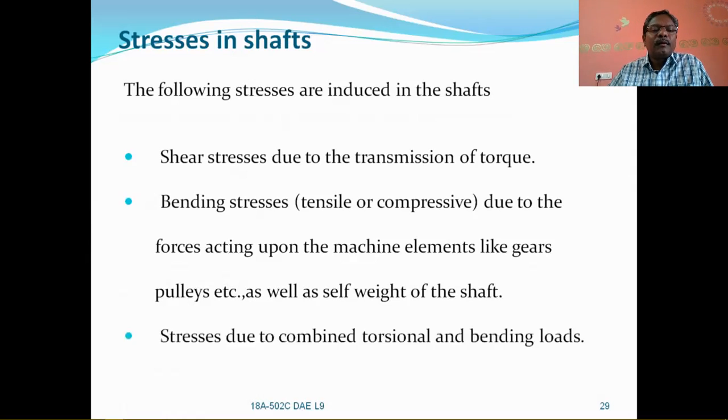Right? So sometimes, due to the rotation or twisting moment or torque, and the mountings and also self weight, a combination of both torsional and bending stresses also develops. That means both torsional stresses and bending stresses will be developed due to the torsional load and bending loads.